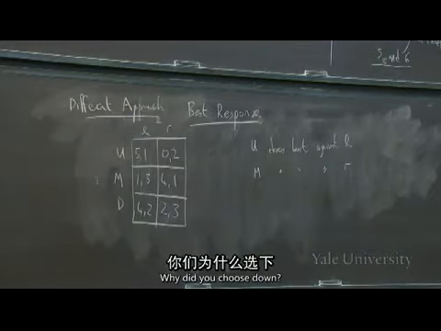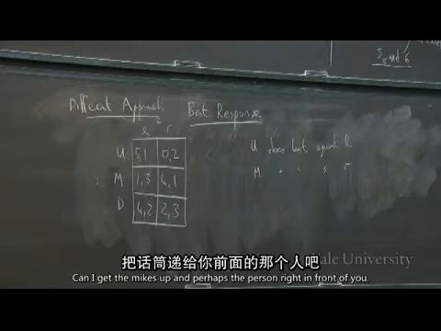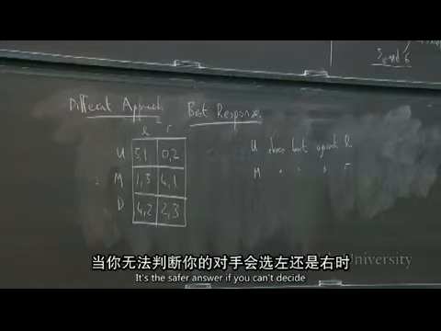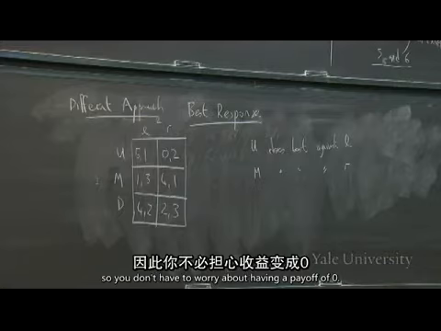Why did you choose down? Somebody who hasn't said anything yet. Can I get the mics up and perhaps the person right in front of you? Stand up and shout. It's the safer answer if you can't decide whether or not your opponent's going to choose left or right, because you don't have to worry about having a payoff of 0.